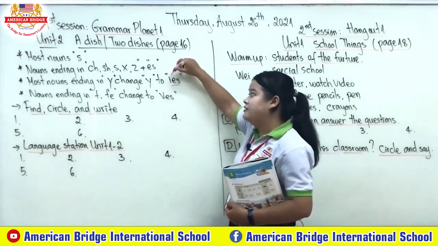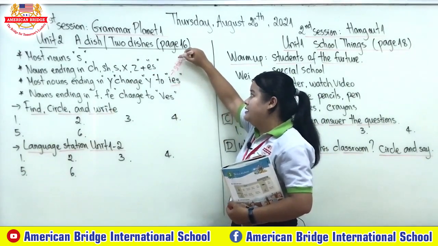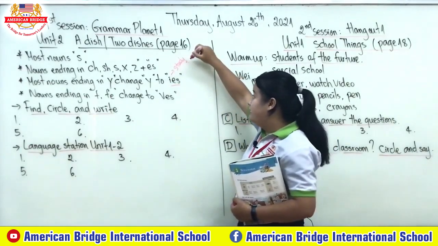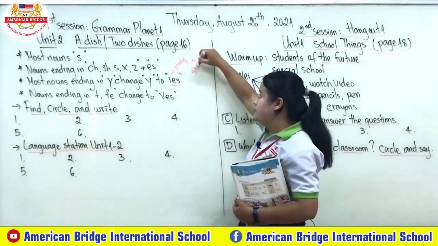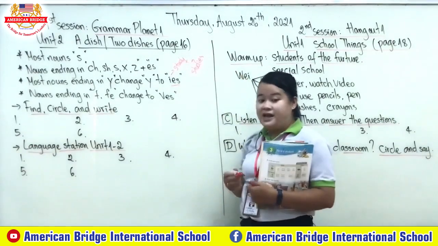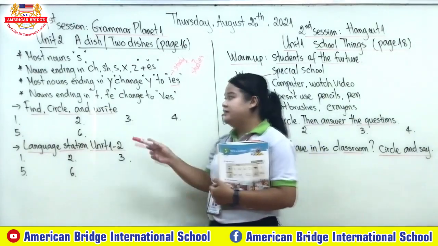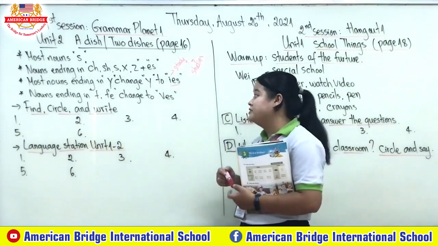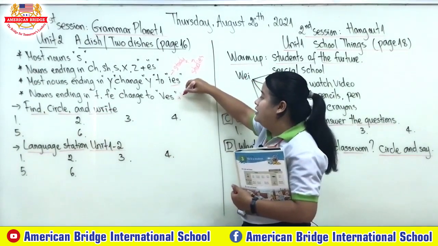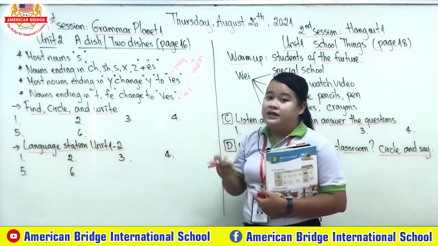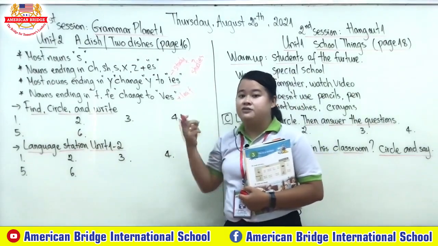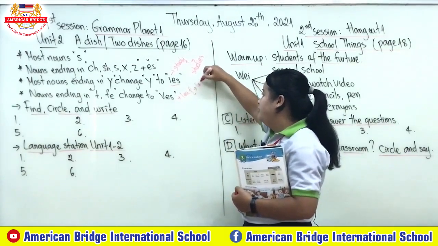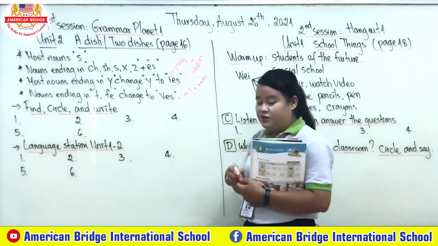Now let me give you an example. Study: at the end of the word is the letter y, right? So when you change it to plural, you need to change y to ies. One more thing is the noun ending in f or fe. We need to change that to ves. For example, leaf. Leaf is the leaf from the tree. We change f to ves when we change it to plural.